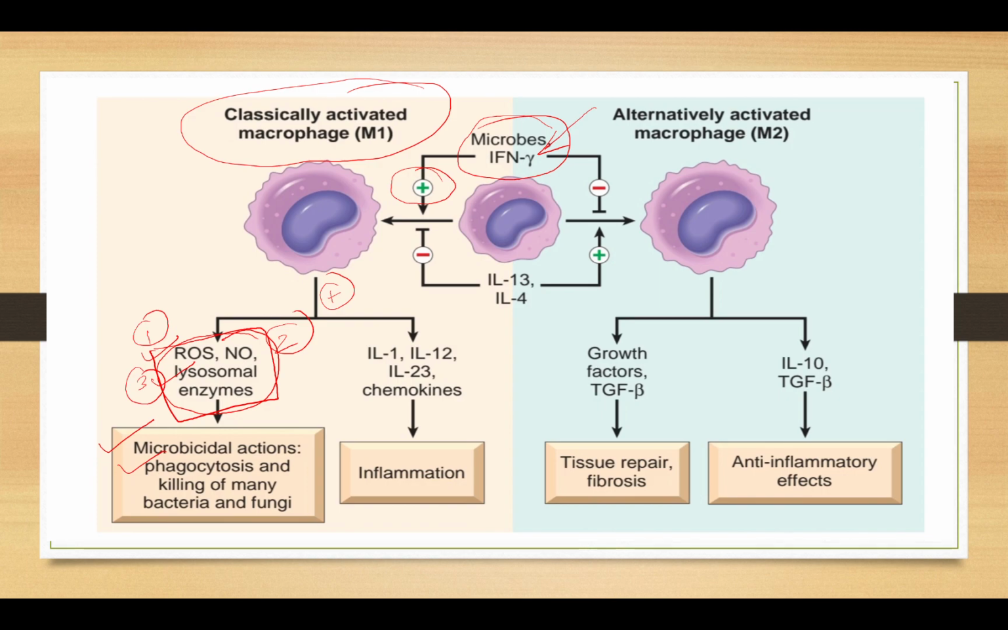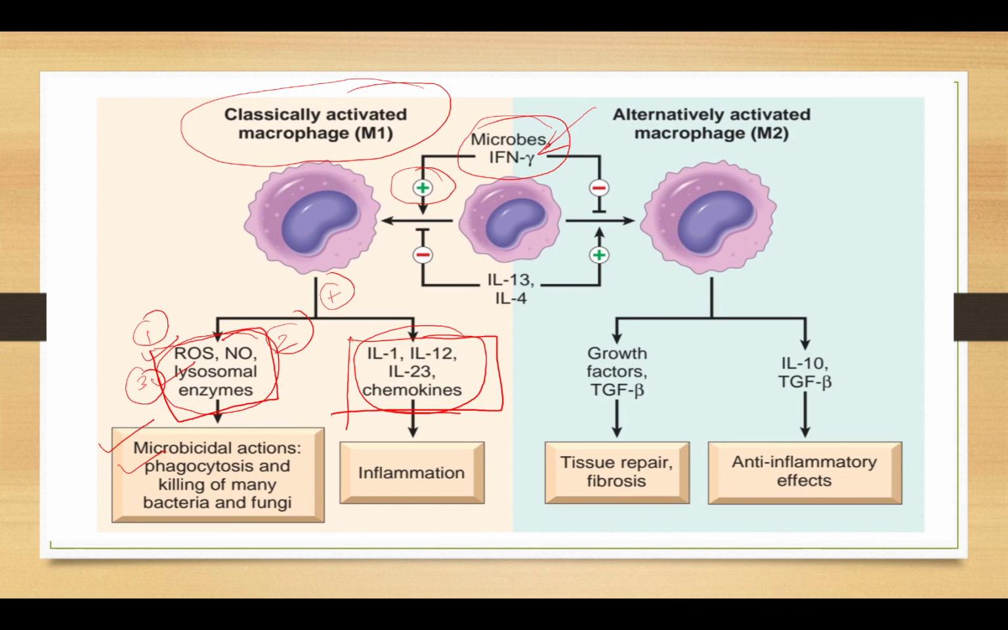Next we have interleukin 1, interleukin 12. When the macrophages are activated, they release reactive oxygen species, nitric monoxide and lysosomal enzymes, and cause microbicidal action. Then there is a release of interleukin 1, interleukin 12 and interleukin 23 and chemokines, and these cause inflammation. Next we have the alternate pathway. So when is the alternate pathway activated? When these interleukins are released, they cause inflammation.